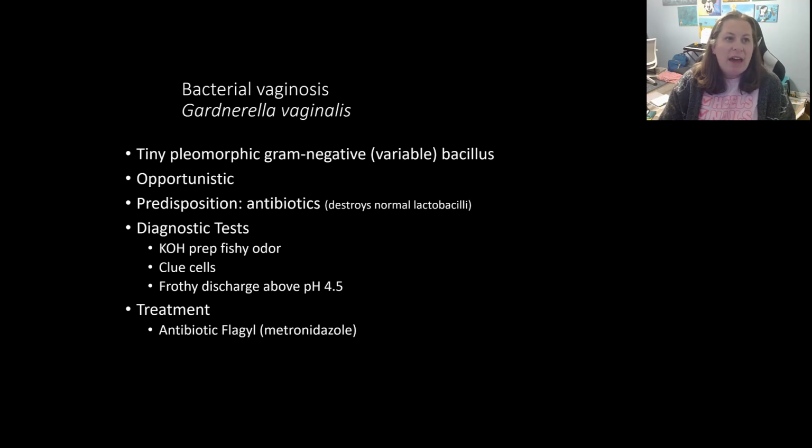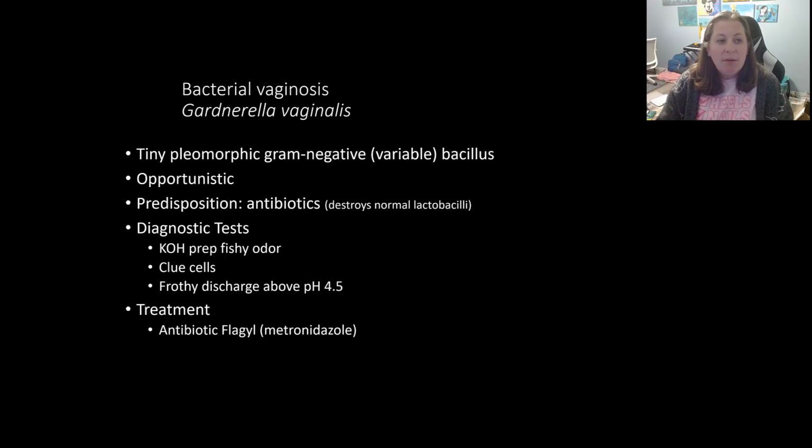The next one is bacterial vaginosis. Bacterial vaginosis is going to be caused by a tiny pleomorphic gram-negative bacillus. It is variable in its shape though, so it fits in the bacillus area, but sometimes it has that kind of club shape due to the pleomorphic structure. These guys are opportunistic. Predisposition is going to normally be antibiotic use. What happens is when you're taking the normal antibiotics, it destroys your normal lactobacilli and other microbiota that's found in the vagina, and this ultimately gives way for this bacteria to grow and explode.